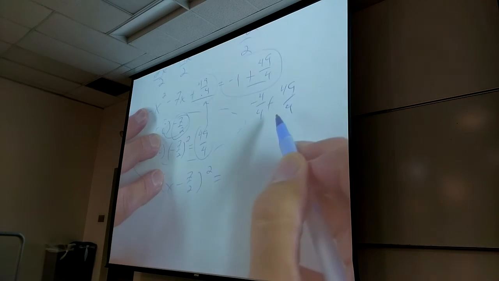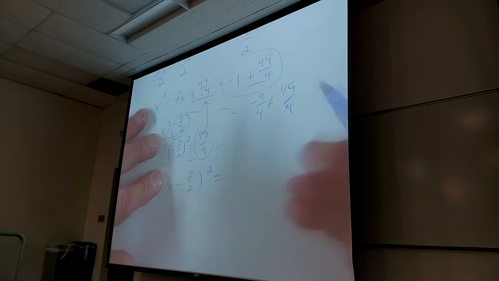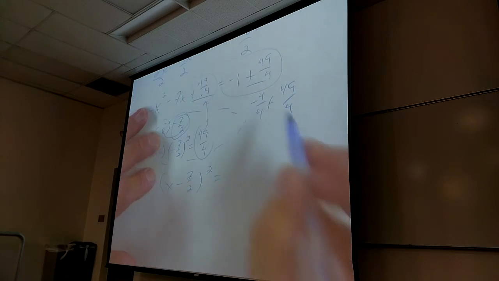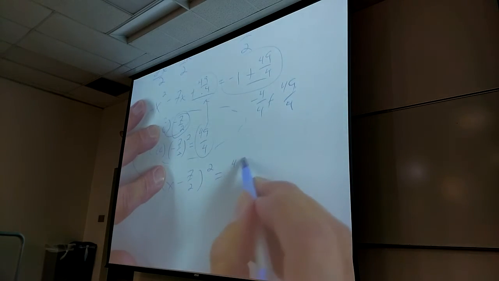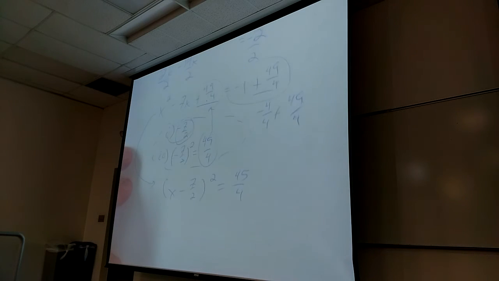Are you guys with me? I mean, anytime you have fractions, too bad for you. You just got to do the right thing with fractions. So negative 4 plus 49 is 45. All right, let me stop there for a second. Look at that beautiful thing.